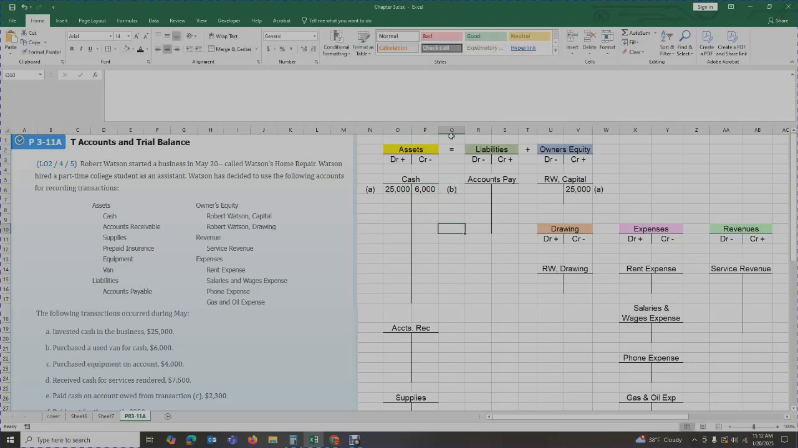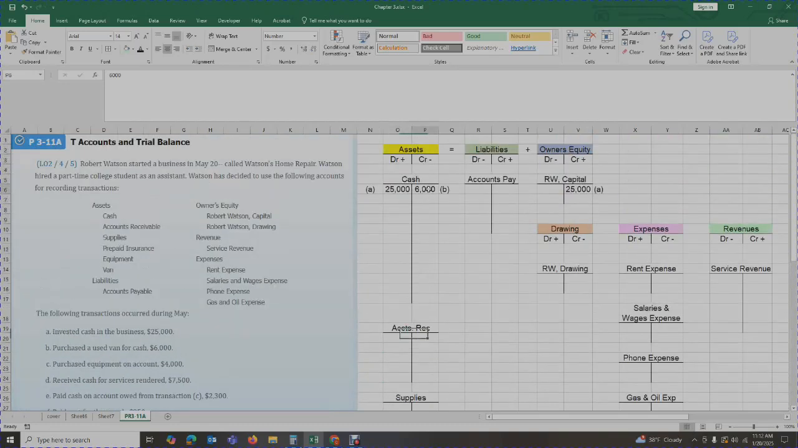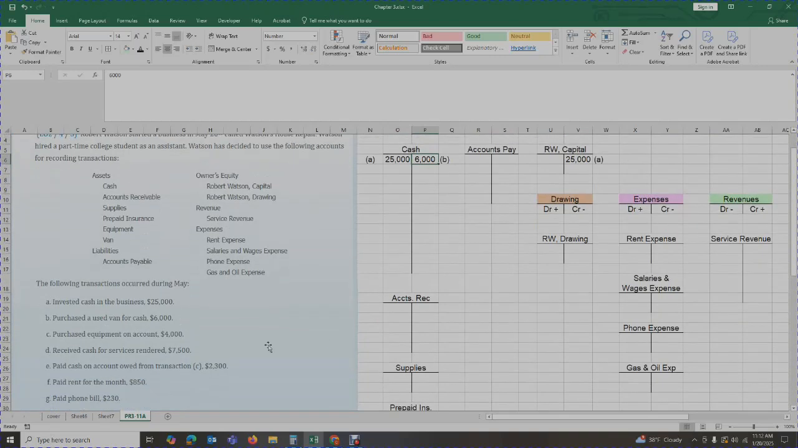Okay? So cash went down $6,000. It decreased $6,000. The van went up $6,000. So I've got a debit to the van. I've got a credit to the cash. So I've got one debit and one credit. I'm in balance. Okay.